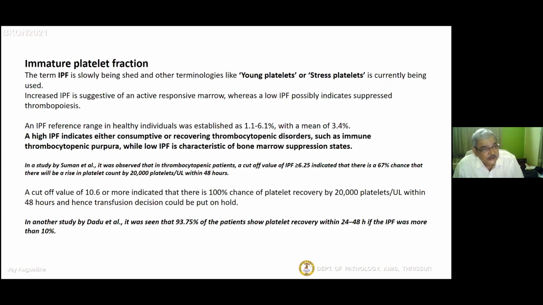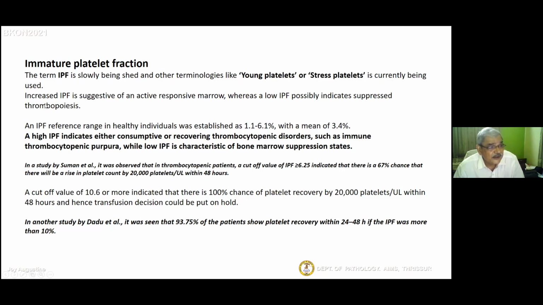However, in the case of platelets, the so-called immature platelets have a larger amount of RNA in them, which is why they are blue in color, and they are much more active than the conventional platelets. For that reason, the term immature is not appropriate. That is the present school of thought, and they call it young platelets or stress platelets. I will continue with the use of IPF because this is what I've committed to now.